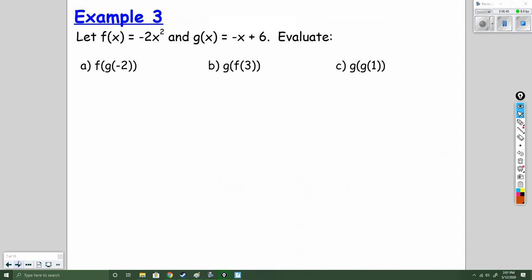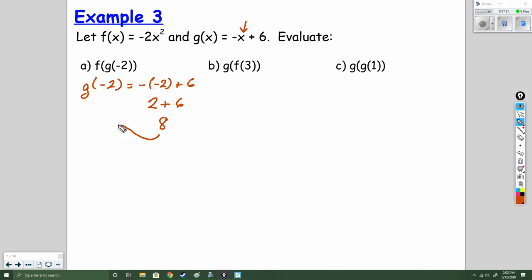So in example 3, we're going to do the same thing. We may skip some as we go along. Let's take a look at example 3, part A first. One way to do this is, in order to find f of g of negative 2, let's first just find g of negative 2. G of negative 2 is going to be whatever we get when we plug negative 2 in for x in that function. That's the opposite of negative 2 plus 6, which is just 2 plus 6, or 8.